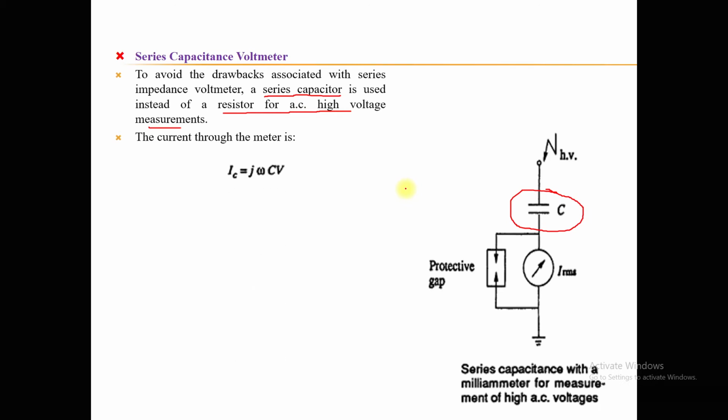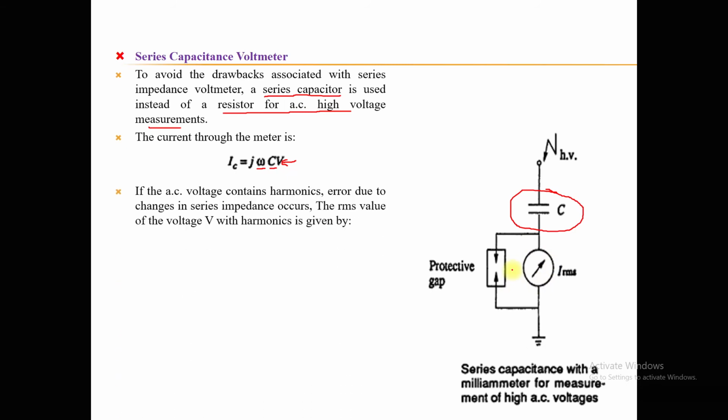So current through the meter, IC, is given as j omega CV, where omega represents the angular frequency, C represents the capacitance of the capacitor, and V is the voltage being supplied. So this IC value can be measured from this meter, and by using this formula you can determine the value of unknown magnitude of voltage. The function of the protective gap is to protect the meter against high magnitude surges during testing.